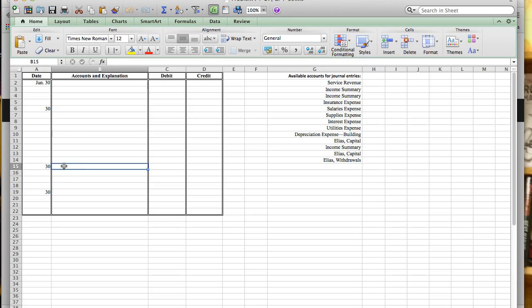Third entry, we're going to close out either the profit or the loss that's in income summary to the capital account. And then we're going to close out the withdrawals to the capital account. There's a good example of this in the textbook, and the closing entries are the same for each of these problems, not the same amounts obviously, but it's the same process, and it just consists of those 4 transactions.